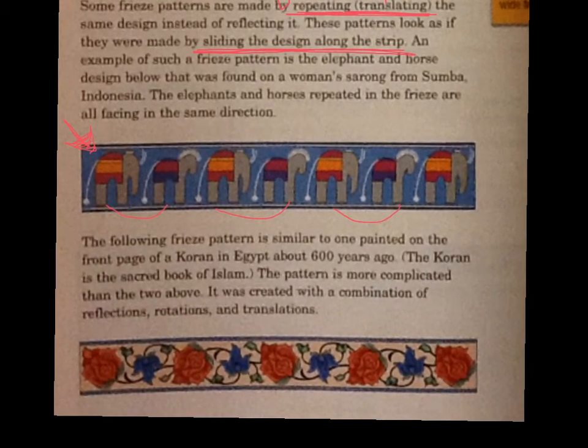Okay, now in that last design, it says the following frieze pattern is similar to one painted on the front page of a Quran in Egypt about 600 years ago. The Quran is the sacred book of Islam. The pattern is more complicated than the two above. It was created with a combination of reflections, rotations, and translations. So you can see here that the flowers in this pattern below are the same size and shape, but they're facing a different direction each time. So here it's facing the top corner, then the bottom corner, then the top, then the bottom, then the top. And the same with the leaves. So down, up, down, up.